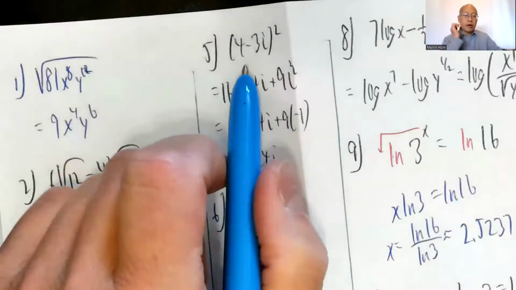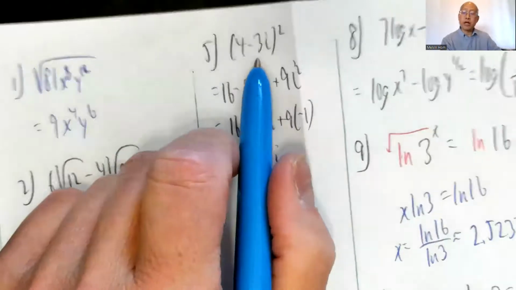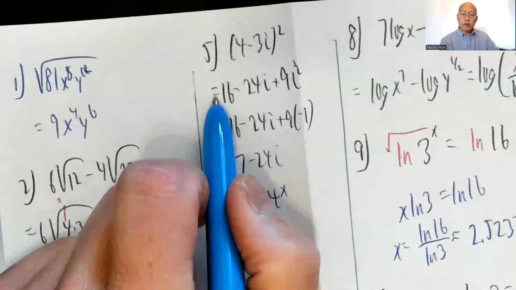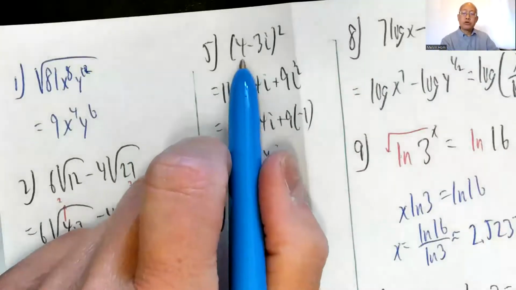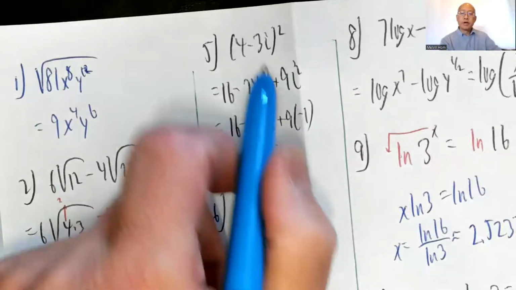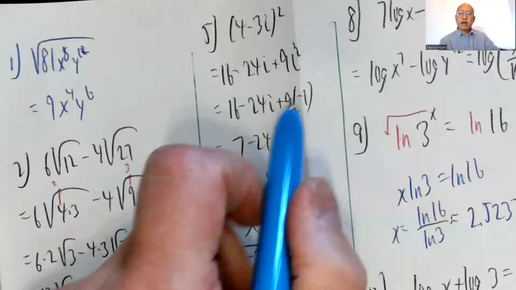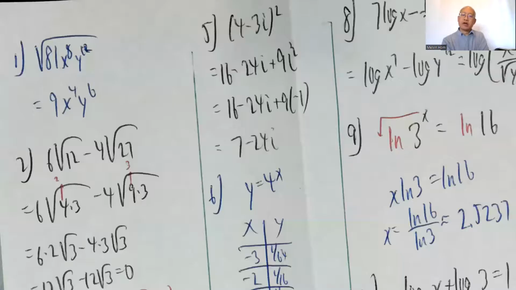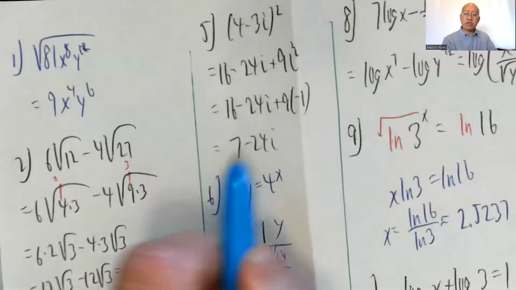Number 5, I will square the binomial. Again, that's a minus b quantity squared: a squared minus 2ab plus b squared. 4 squared is 16, minus 2ab. 2 times 4 times 3 is a negative 24i, plus b squared, 9i squared. Anytime you see i squared, you can change it to a negative 1. So this is 9 times negative 1. So I have 16 minus 9, or 7 minus 24i.